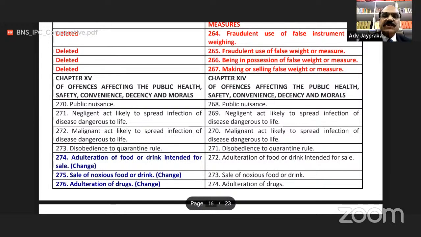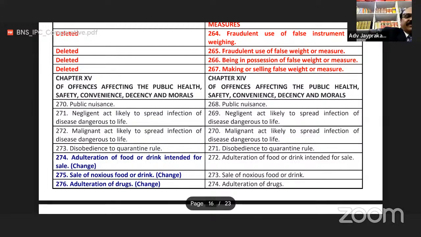So IPC sections 264, 265, 266 and 267 are deleted, which were related to weight and measurement. Now the Weight and Measurement Act is a different act. Earlier it was also a different act, but the penal action was in IPC.